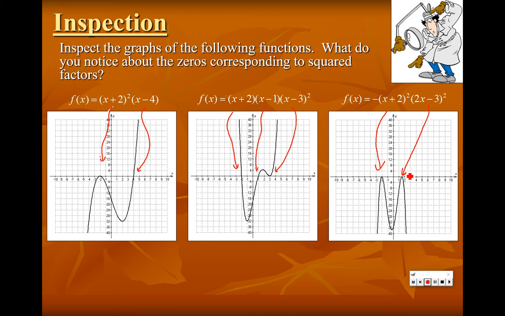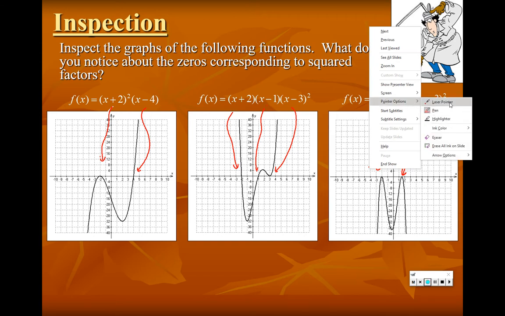Something happens when you get a squared factor. We don't really explain why it happens yet. We need calculus to do that. I keep mentioning calculus and trying to do a sales pitch for how awesome calculus is. For now, we just look at it and see what's happening. You see, when you have a regular zero like this, the function just goes right through the graph like that. Let me get to my laser pointer and really show that.